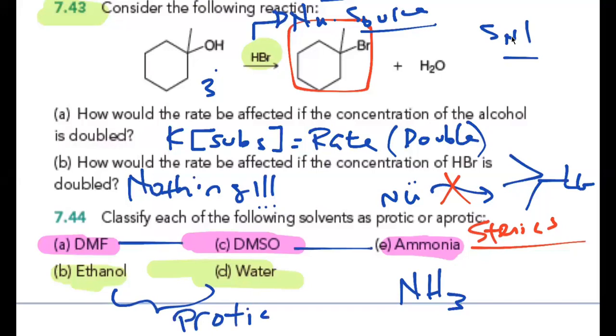Wait, so alcohol is the substrate. That's why if it is doubled, it will double the reaction. Yes. And then HBr is the source of your nucleophile. It's not a nucleophile per se. But once you go through the mechanism of proton transfer and then loss of leaving group, the bromine ends up being a nucleophile.